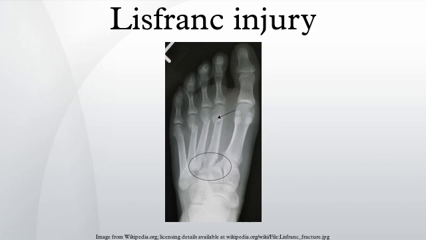The Lisfranc injury is an injury of the foot in which one or more of the metatarsal bones are displaced from the tarsus. The injury is named after Jacques Lisfranc de St. Martin, a French surgeon and gynecologist who described the injury in 1815, after the War of the Sixth Coalition.